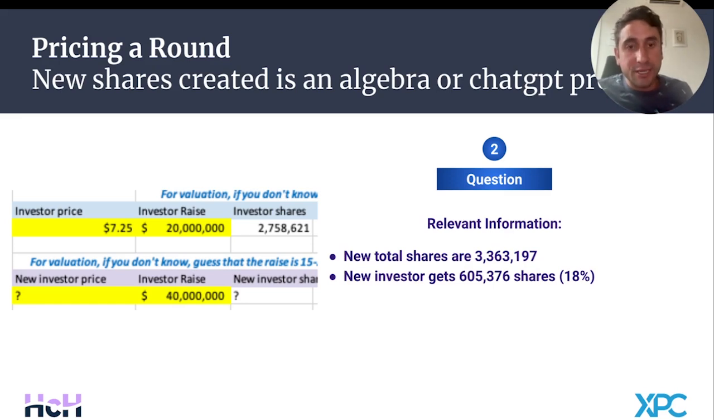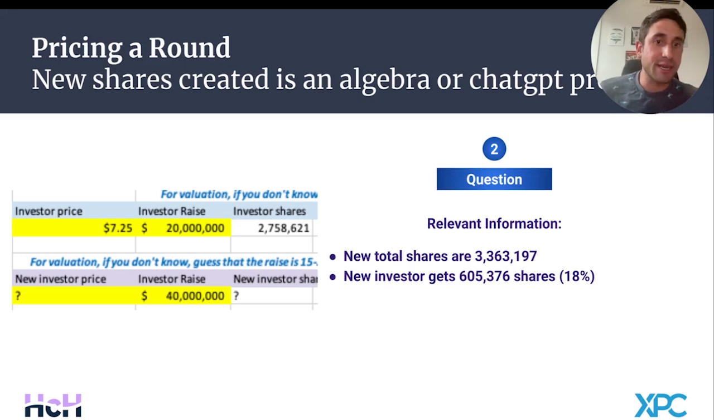For now, I'm just going to say you can use ChatGPT. That is because it's an algebra problem, right? You have the current number of shares. The new investors get 18% of the company in terms of the new shares that are created. So it's not just 18% of the prior shares, right? It's 18% including the new shares. It's a bit of a tricky problem we'll go over later. But skipping over that logic, saying you use ChatGPT, the new total shares are this 3.4 mil number.